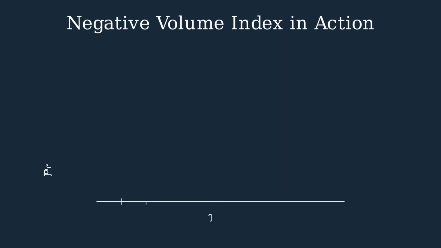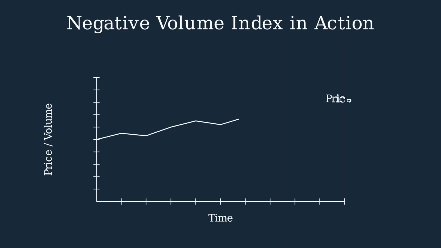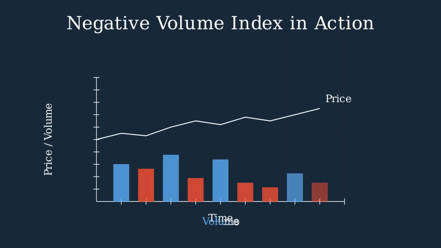Let's visualize how the Negative Volume Index works with a price chart. The blue bars represent volume, with red bars indicating days when volume decreased compared to the previous day. The NVI only changes on days when volume decreases, shown here in red. When the price rises on lower volume, the NVI increases. When the price falls on lower volume, the NVI decreases. Notice how the NVI responds to price movements specifically on lower volume days. These are highlighted points where significant NVI changes occurred.